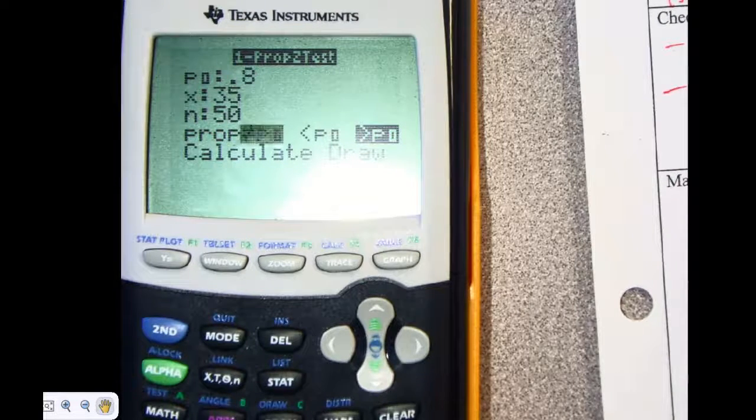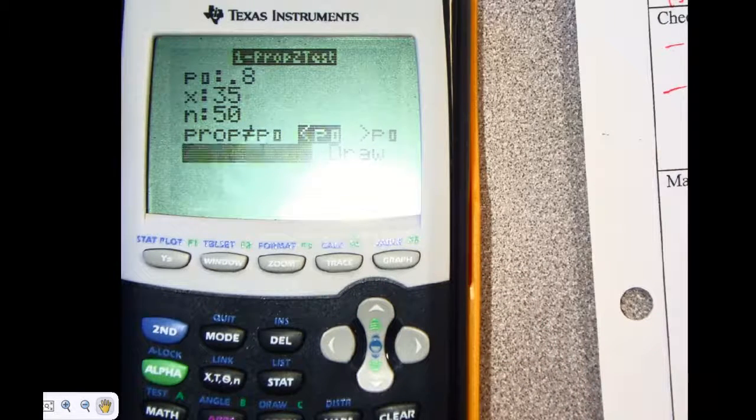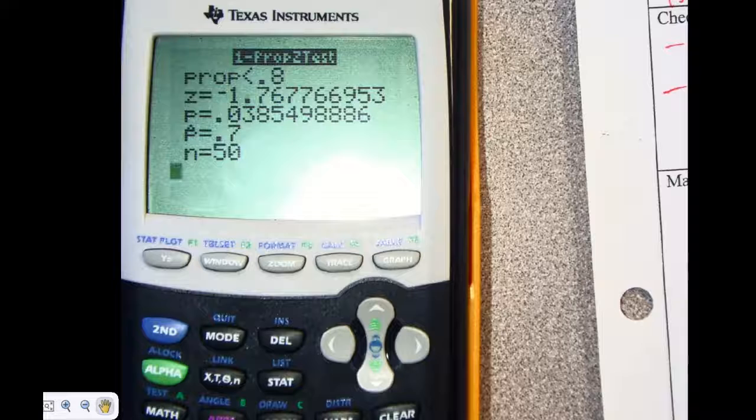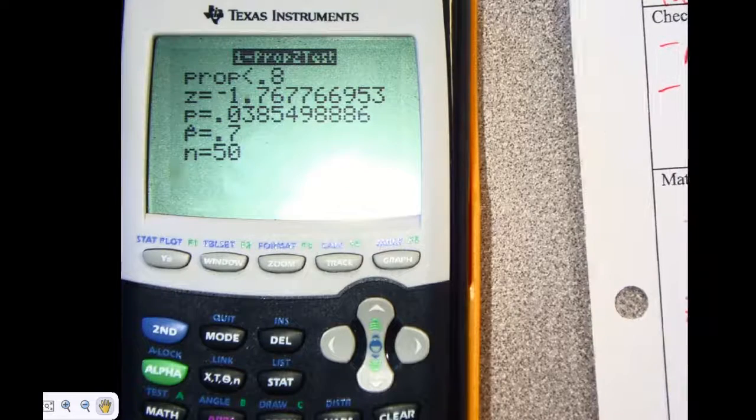Do we want not equal to, less than, or greater than? Less than. And then you can hit calculate or draw. It should look pretty familiar to you. It tells you p hat, just in case you didn't already know it. And then I'm going to write down, so z is negative 1.77.